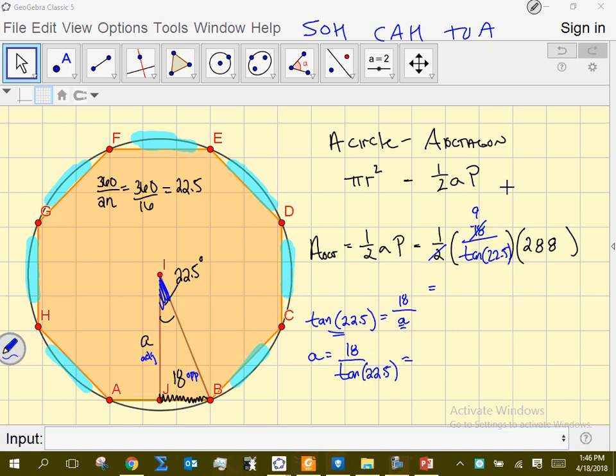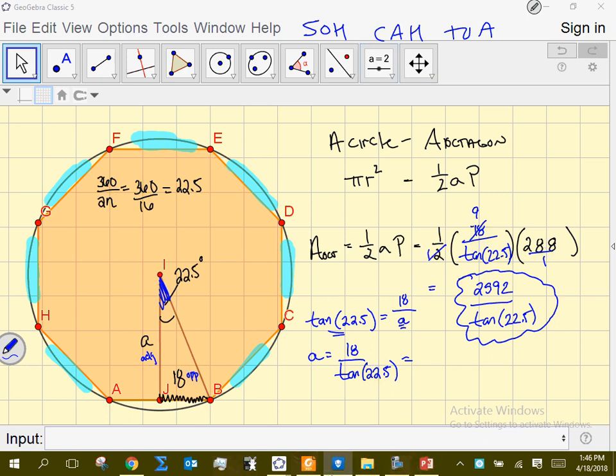So 288 times 9 is 2592. And then that was a 1, so the only thing on the bottom is 1 times tangent 22.5 times 1. So I'm left with just 2592 over tangent of 22.5. Okay? This is the exact area of your octagon.